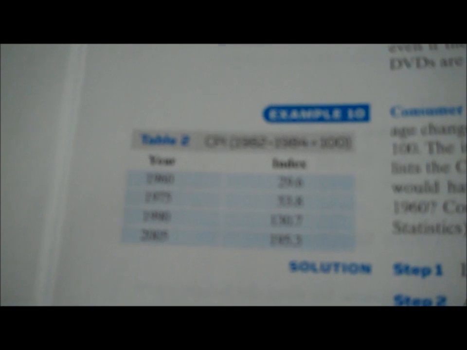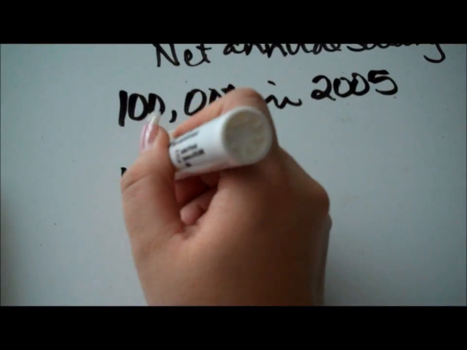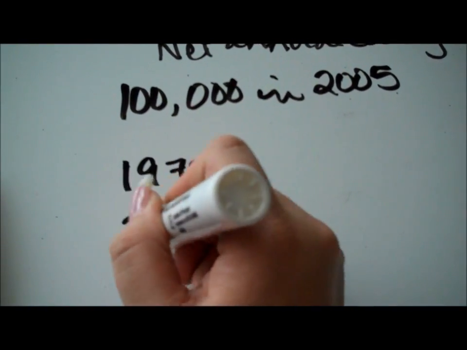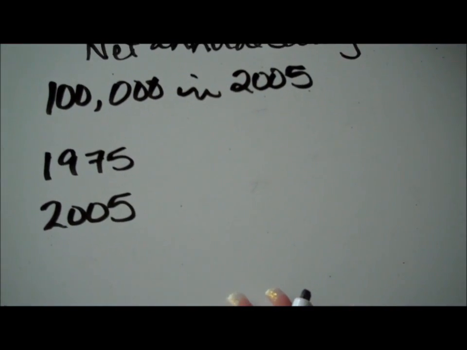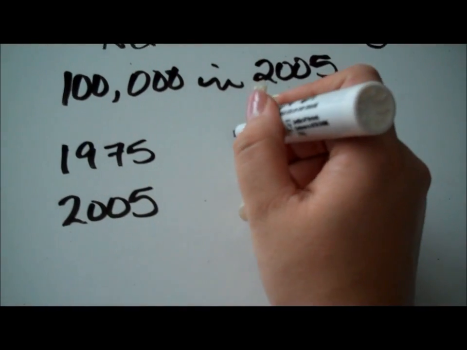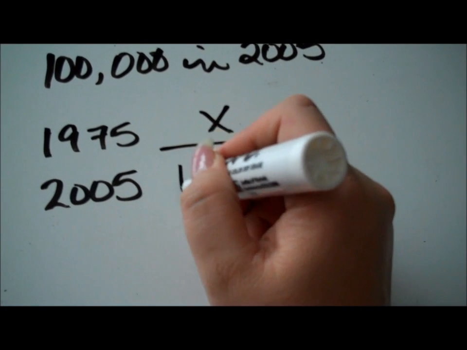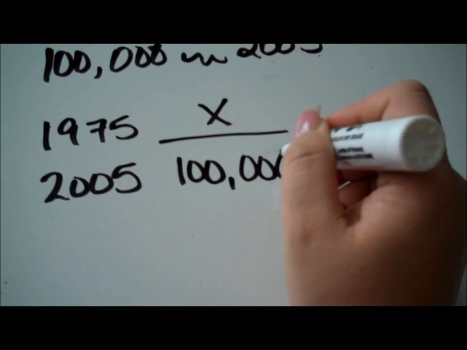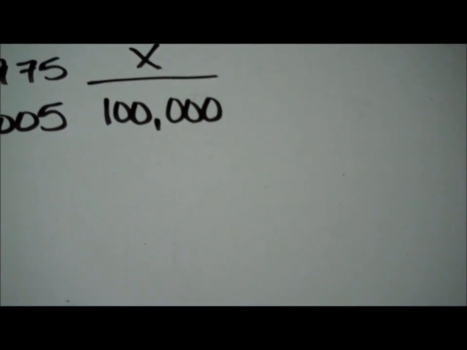So in the book, you have to use this table that's on page 10. I know it's a little bit blurry, but there's no way of focusing that. So again, you need to use that. In this question, we are talking about two dates. We're talking about 1975 and 2005. Okay? So it says, what is the salary in 1975? We don't know what the salary is for that, but we do know what the salary was in 2005, and that was $100,000.